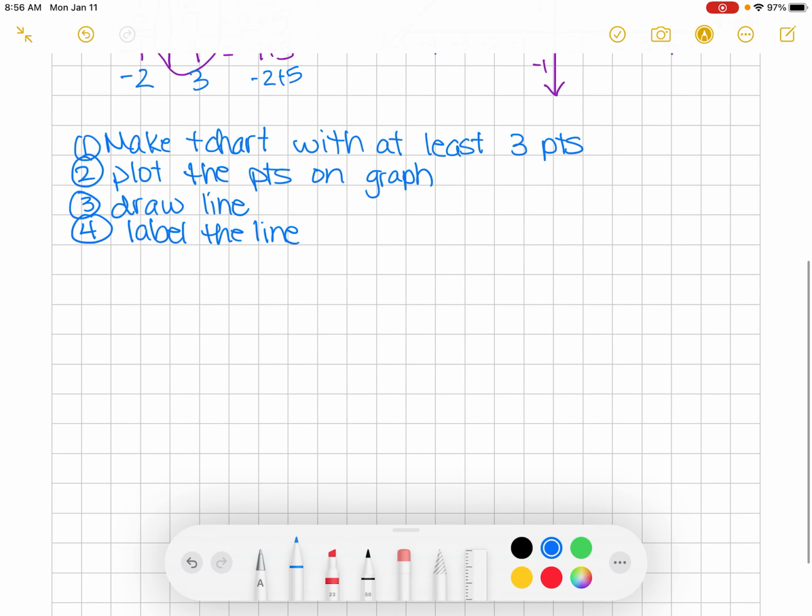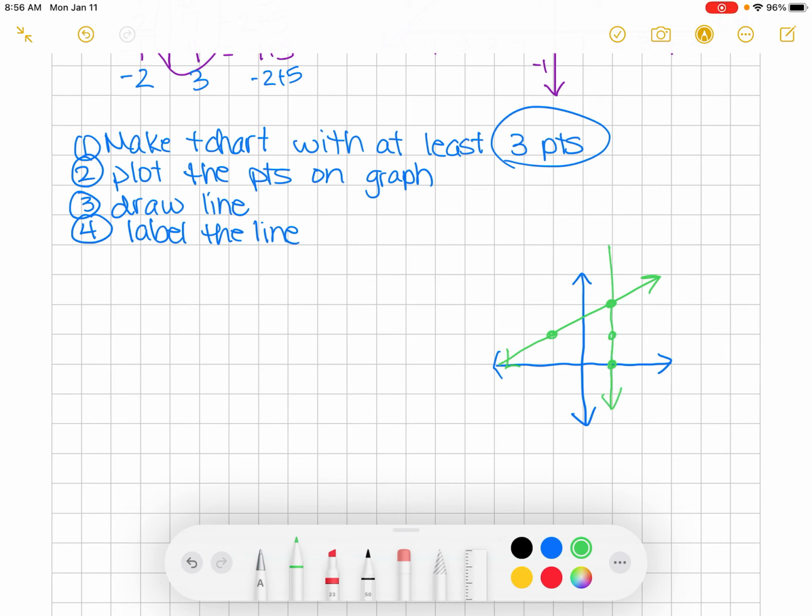Okay, so real quick, where I put make a T-chart with at least 3 points, let me show you why. Okay, I'm going to erase this in just a minute, so you do not have to draw this, just pay attention, right? Let's say I picked 2 points. Okay, there's my 2 points, and I could draw a line, right? No matter what, with any 2 points, it's easy to draw a line. That one actually ended up with 3, but okay.